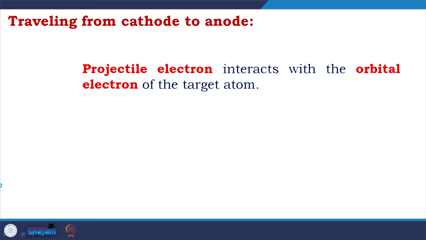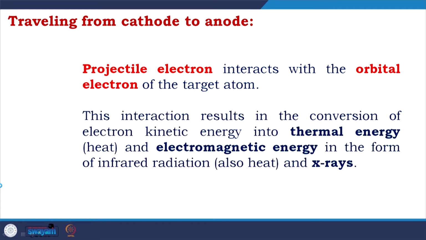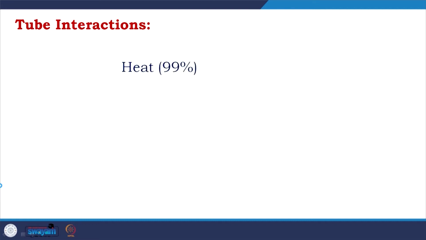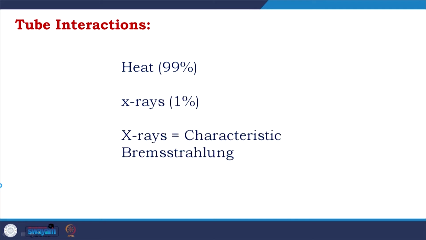The projectile electron interacts with the orbital electron of the target atom, and this interaction results in the conversion of electron kinetic energy into thermal energy mostly, and electromagnetic energy in the form of infrared radiation and X-rays. So, the electron's kinetic energy through the movement is now giving us X-ray, but the thing is, in the tube the heat produced is 99% and X-ray is 1%, and the X-ray is Bremsstrahlung and characteristic X-ray. But the main concern here is the production of the heat, which is 99%.